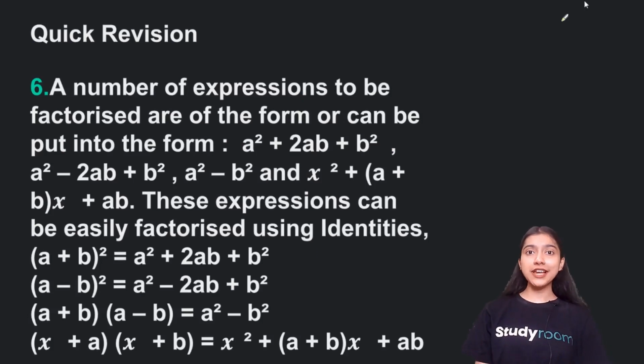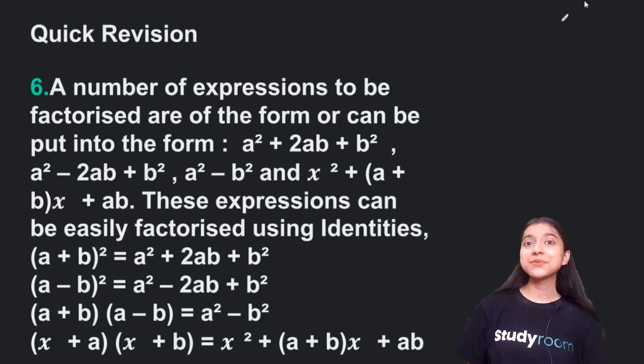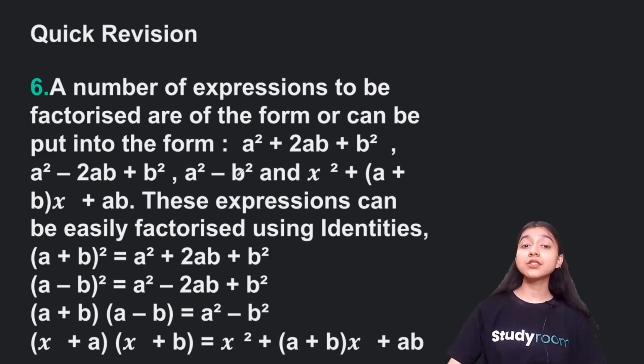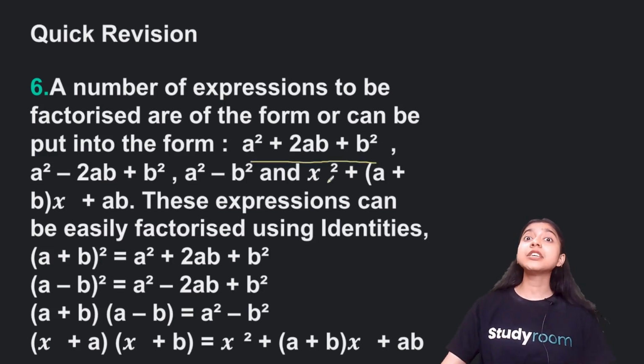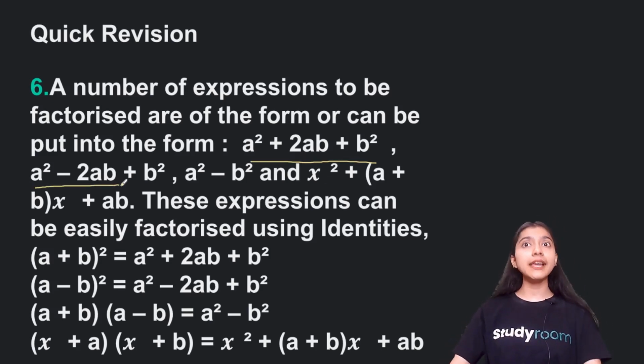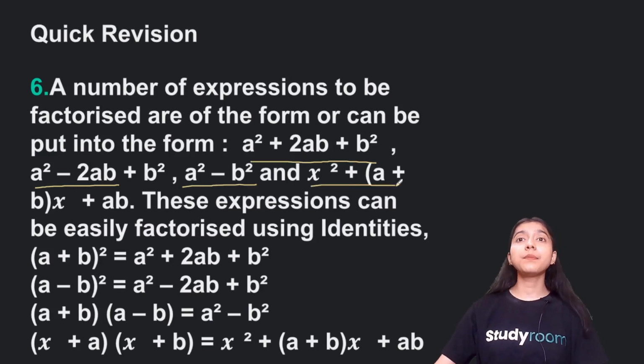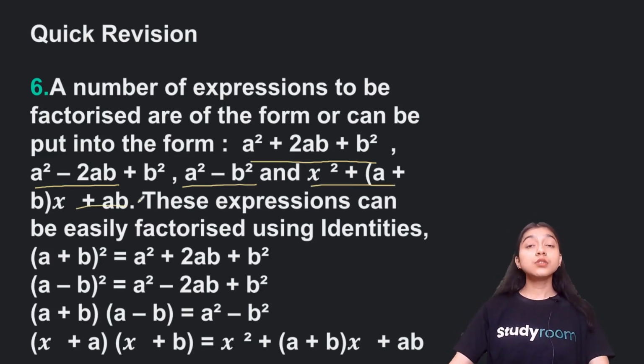The next process of factorization that we learned was factorization using some of the well-known identities. Now, when to use it? Many times, we get expressions of the form a square plus twice ab plus b square. Sometimes we get expressions of the form a square minus 2ab plus b square, or a square minus b square. Other times we might get x square plus (a plus b) x plus ab. It is not that you'll get exactly these same expressions, but expressions that can be represented in these forms. In such cases, factorization can be done using some of the well-known identities.